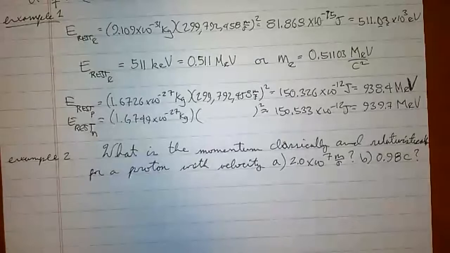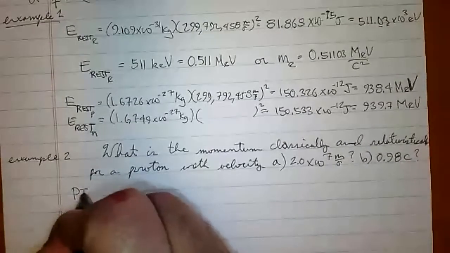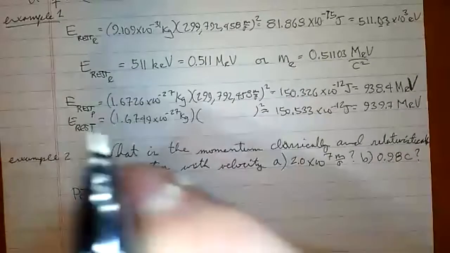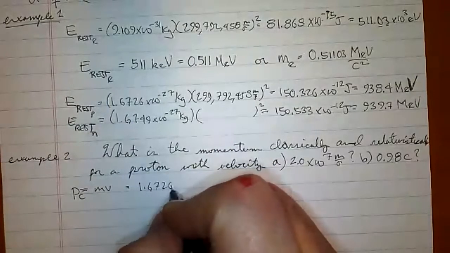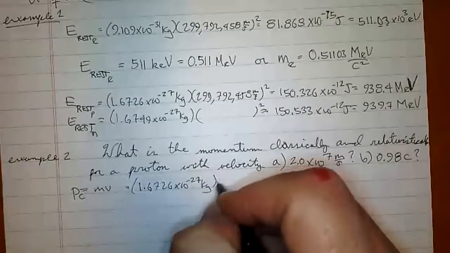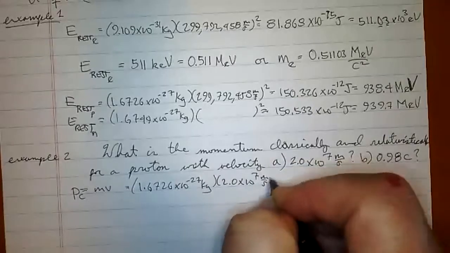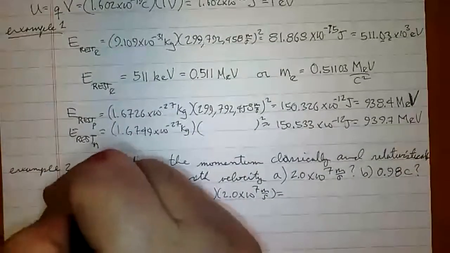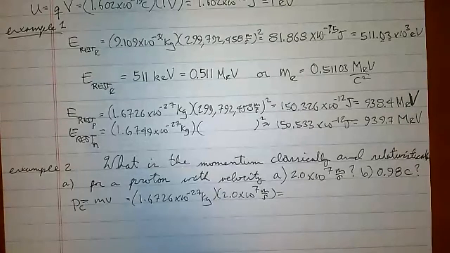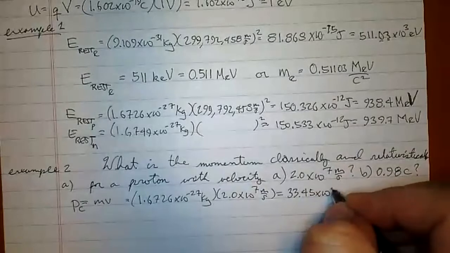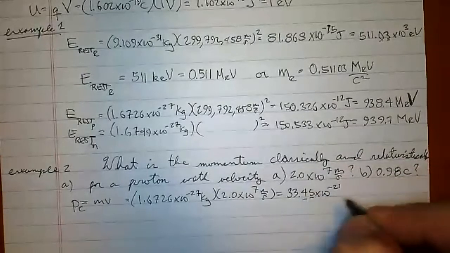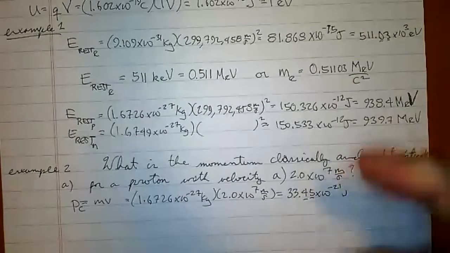Okay, so we're going to actually ask for the momentum. Momentum, of course, p classically is equal to mv, so we can automatically calculate that. That's going to be 1.6726 times 10 to the negative 27 kilograms times 2.0 times 10 to the 7th meters per second. So this is part A. 1.6726 e to the negative 27 times 2e to the 7 gives me 33.45 times 10 to the negative 21 joules. Or excuse me, that's kilogram meters per second.